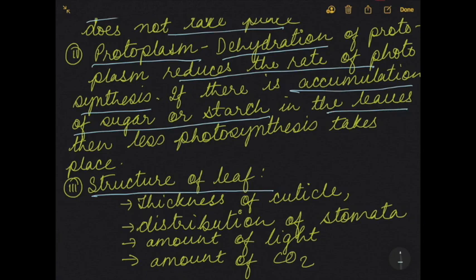During the daytime, when lots of photosynthesis is taking place and there is accumulation of sugar and starch in the leaves, what will happen? Photosynthesis will not take place.